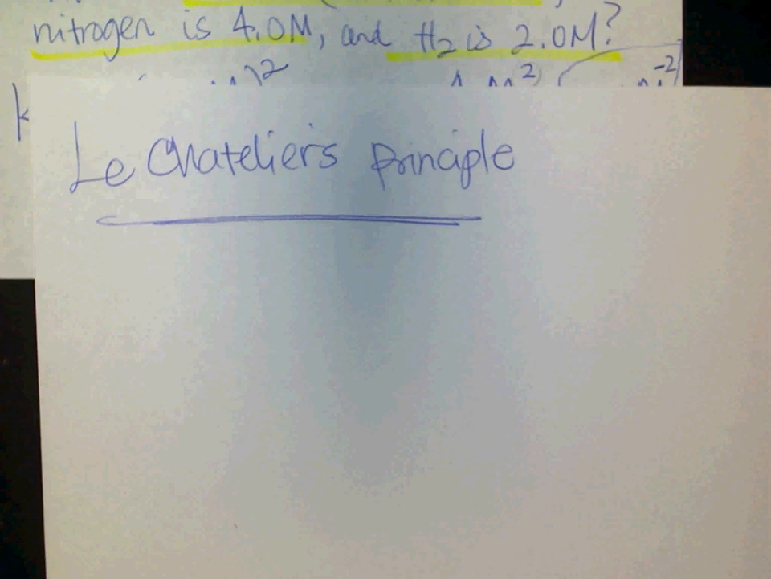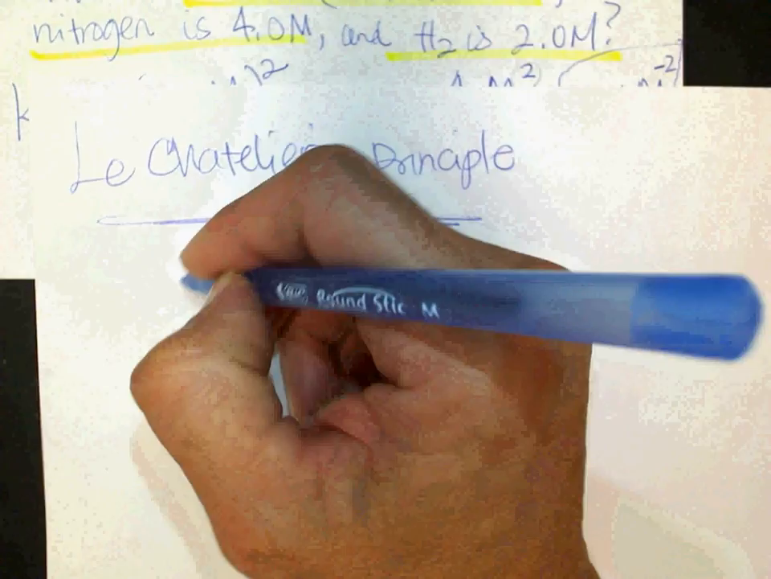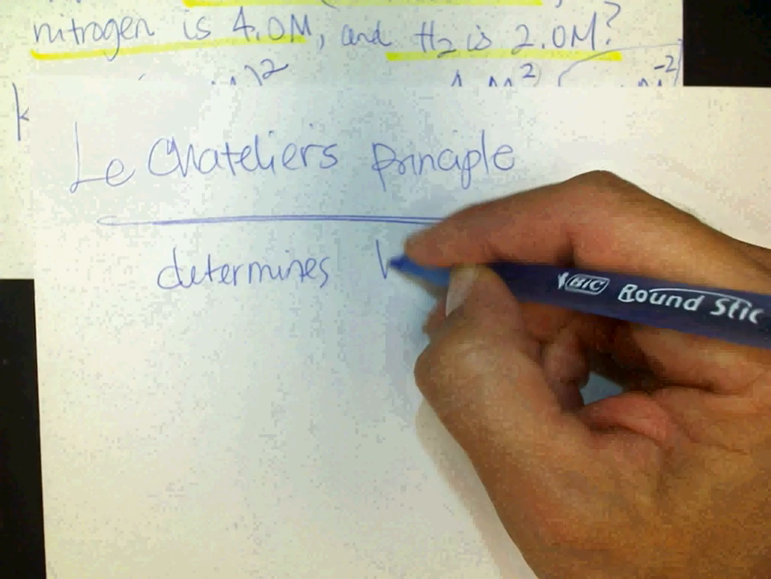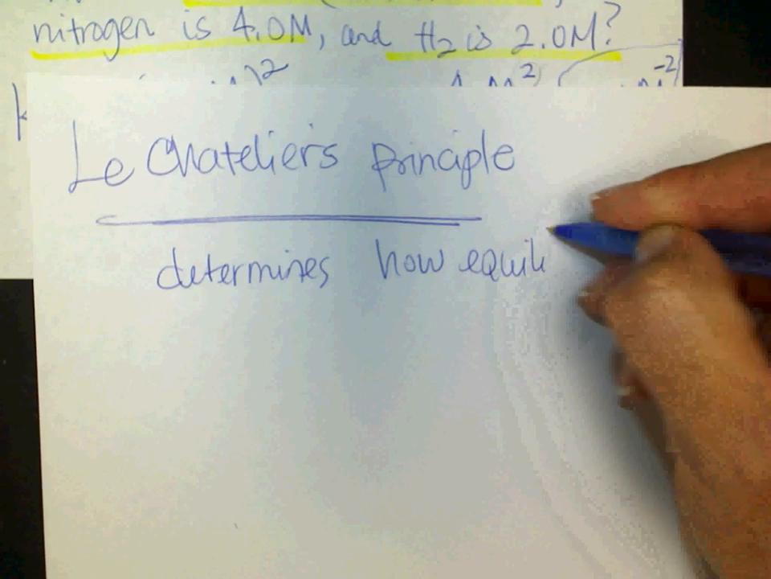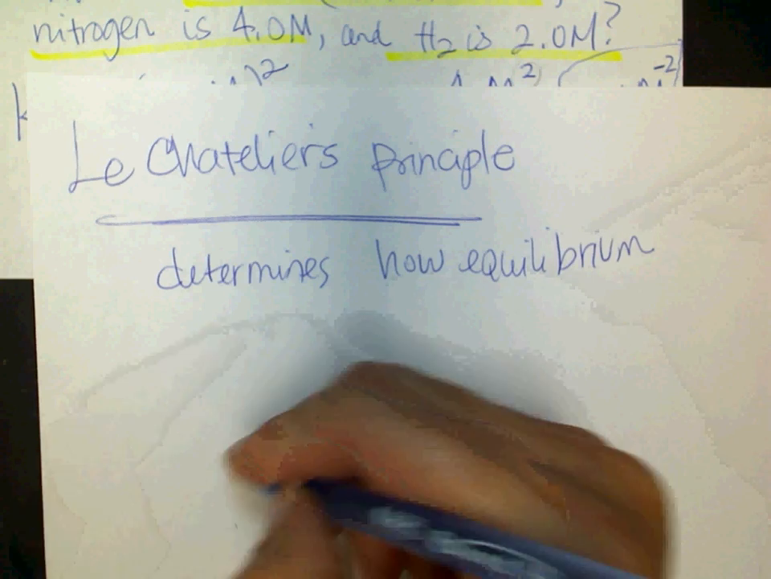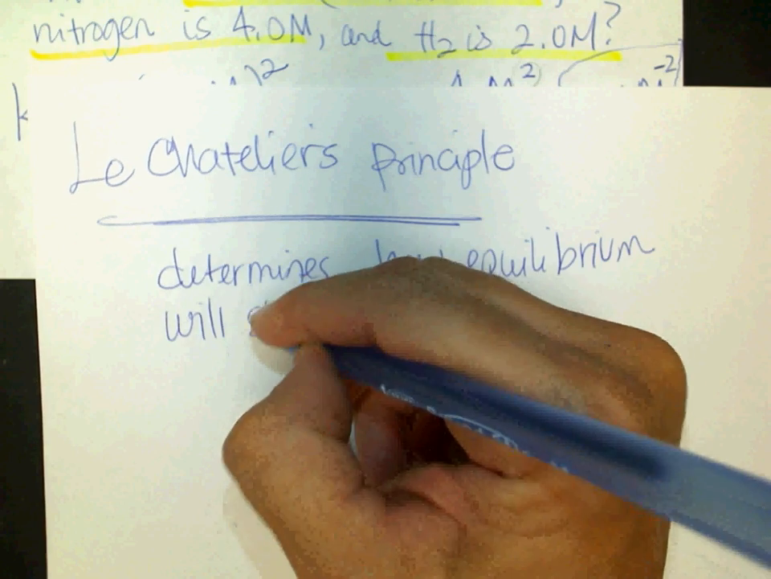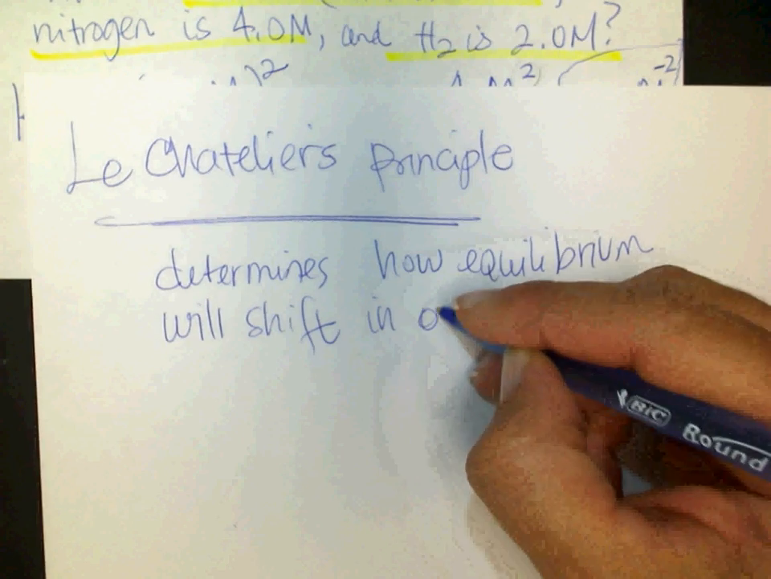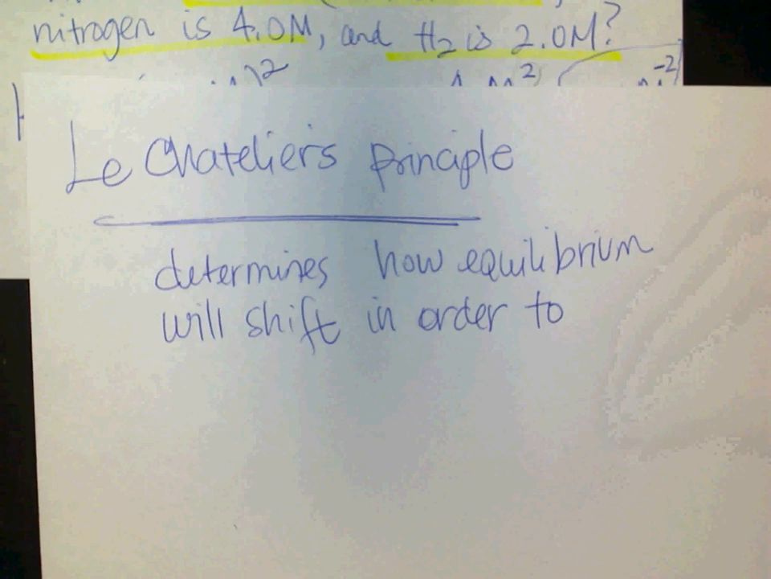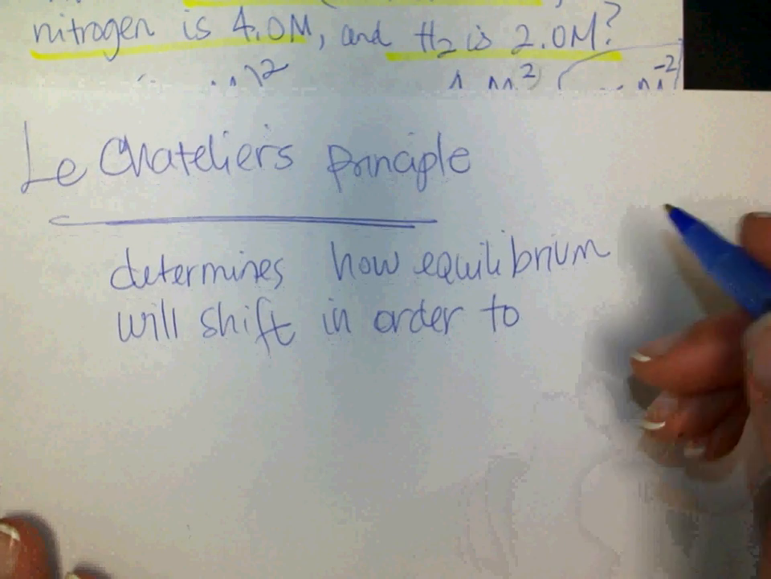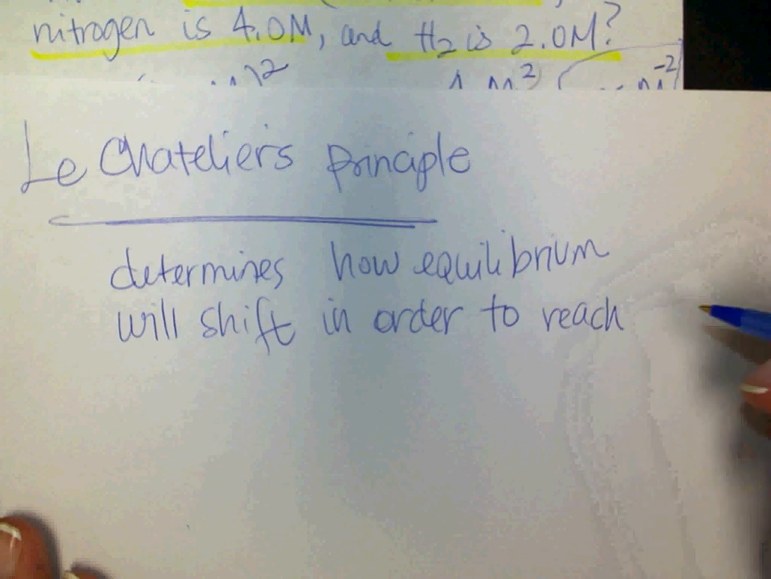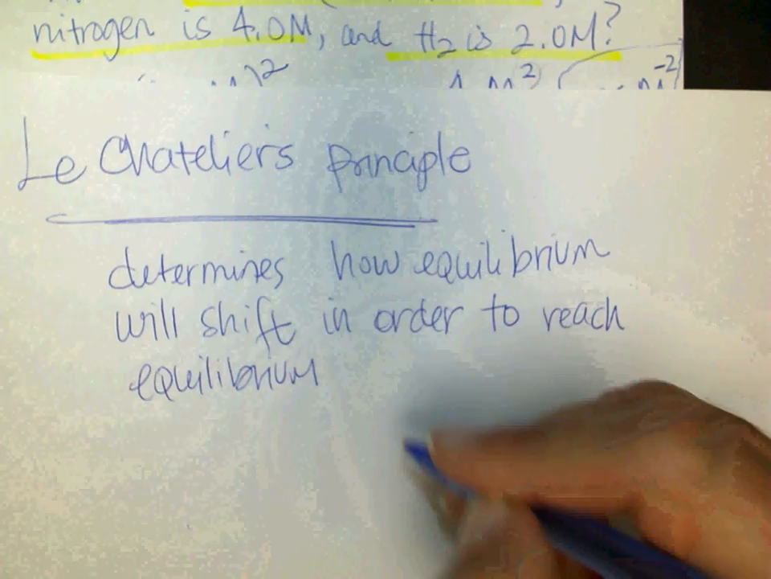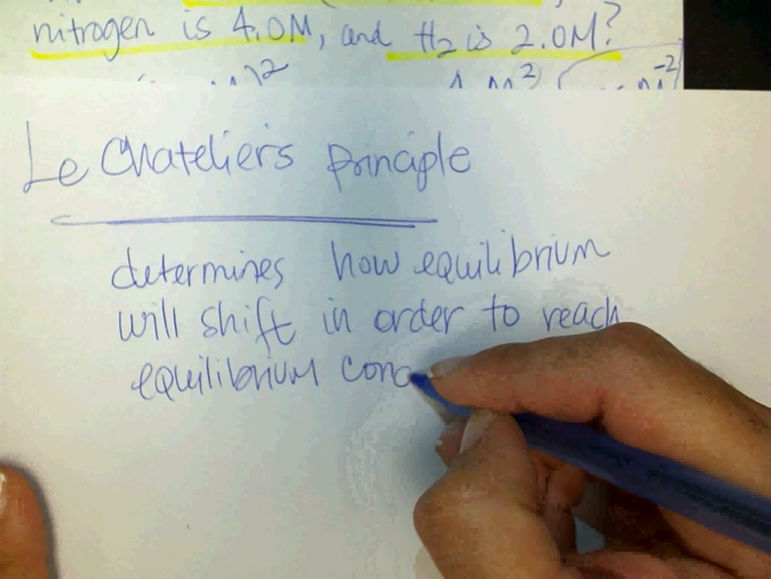All right. Shh. Chastity. What? Yes. Just a second. It determines how equilibrium will shift in order to reach equilibrium conditions.